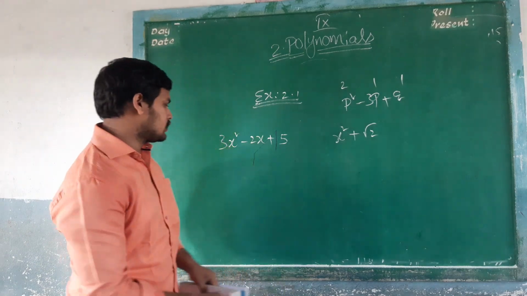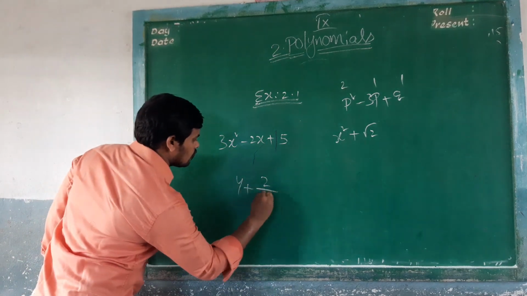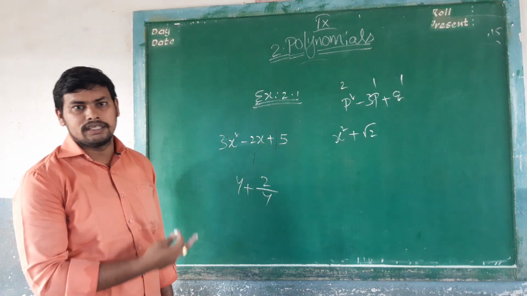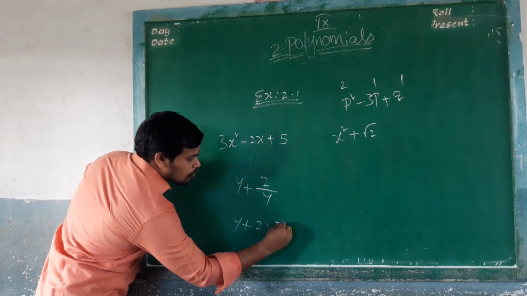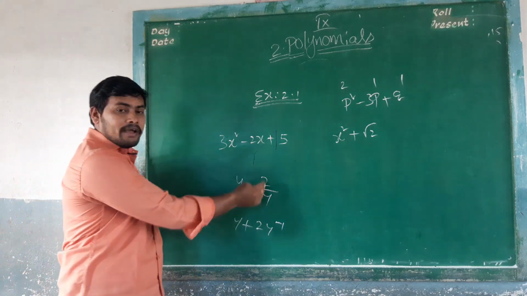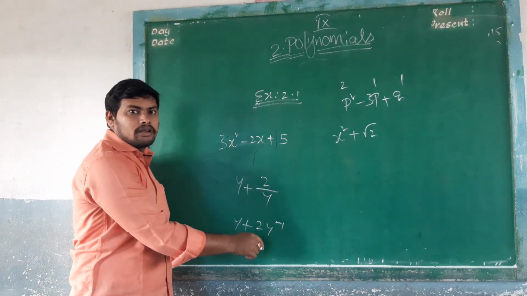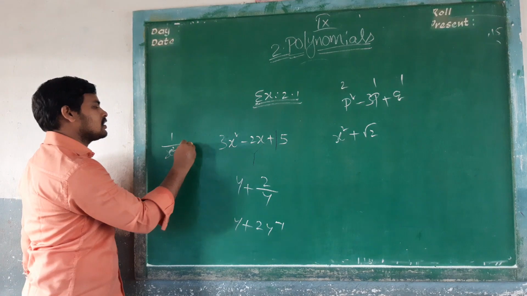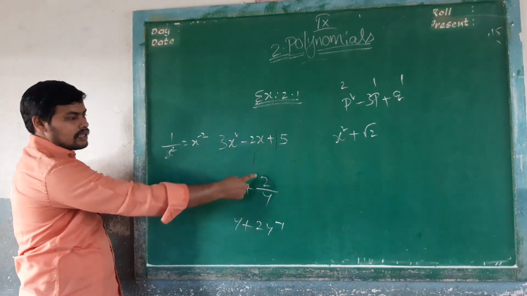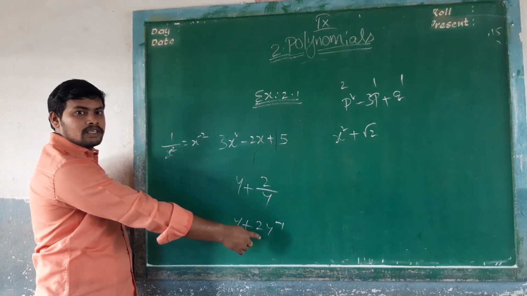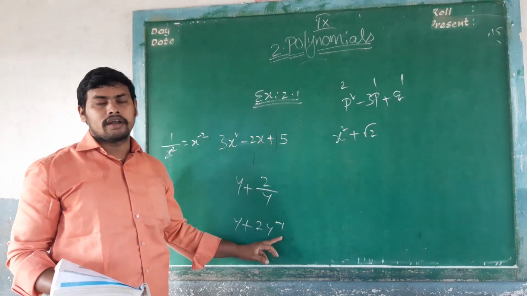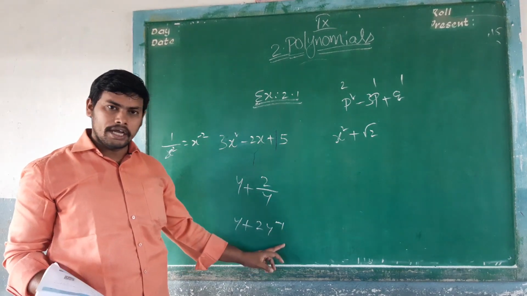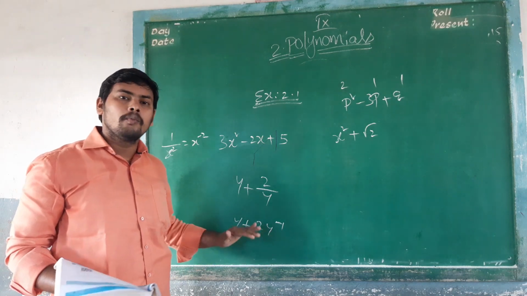Next, y plus 2 by y. Is it a polynomial or not? 2 by y can be written as 2 into y power minus 1, in the same way that 1 by x square can be written as x power minus 2. So the power is a negative integer, so it is not at all a polynomial.